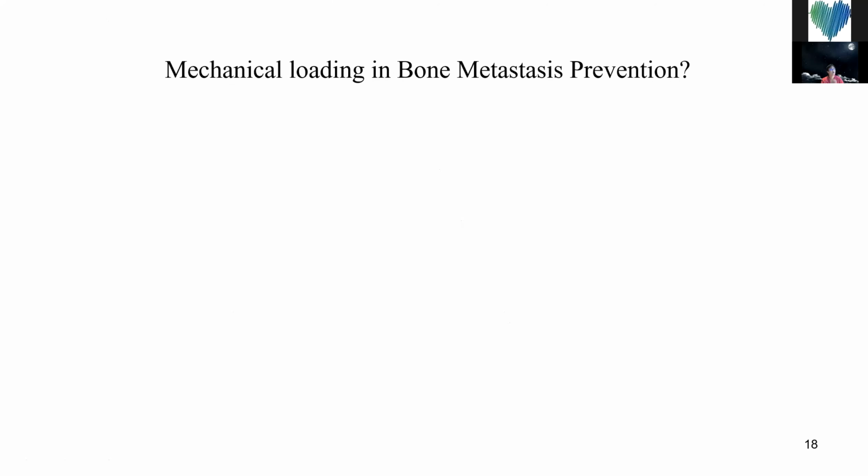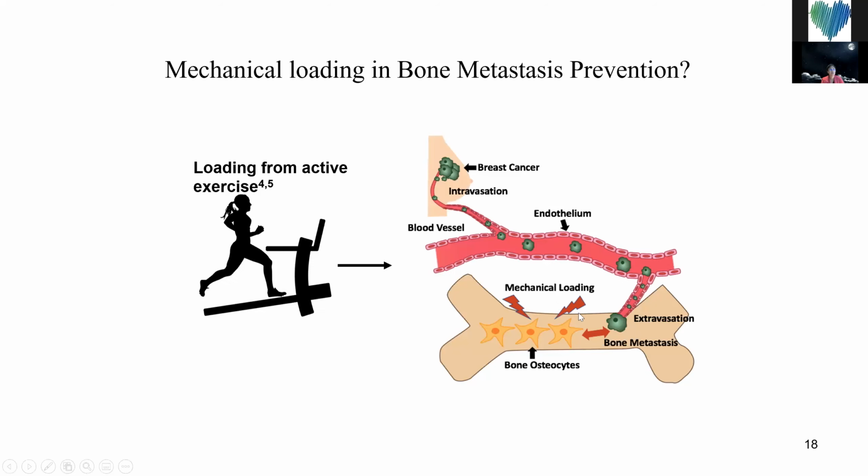We know that mechanical loading is a very strong mediator or regulator of bone structure, and osteoclast function is very tightly regulated by osteocytes. On the other hand, we also know that there's a crosstalk between bone cells, especially osteoclasts and osteoblasts, and cancer cells. So we think that when you have mechanical loading, in this case exercise, you can actually have a positive impact in terms of preventing bone metastasis.